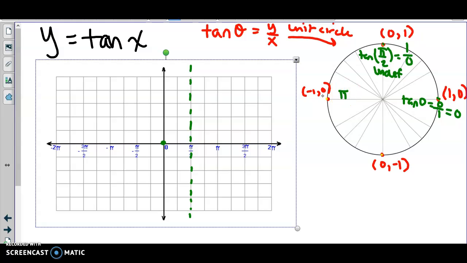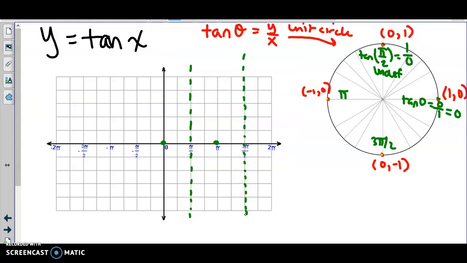Tangent of pi is 0 over negative 1, so back to 0 again. Tangent of 3 pi over 2 is negative 1 over 0, so that is undefined. And back to 2 pi is 0 again. So looking at this right now, we have 2 vertical asymptotes, 3 x-intercepts, and we really don't know what the nature of our function is.